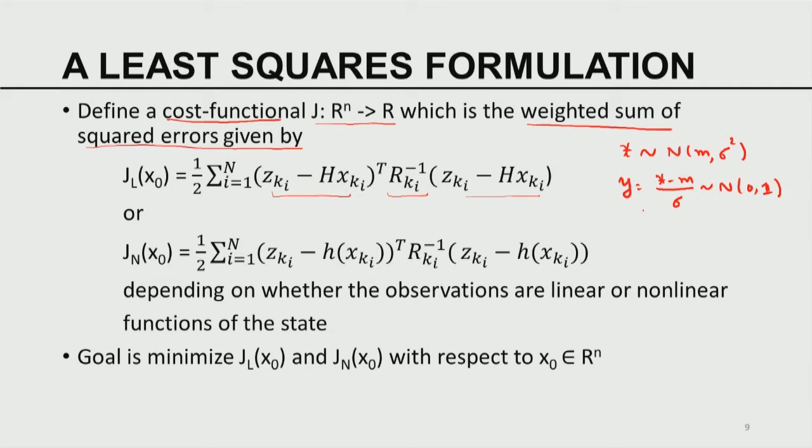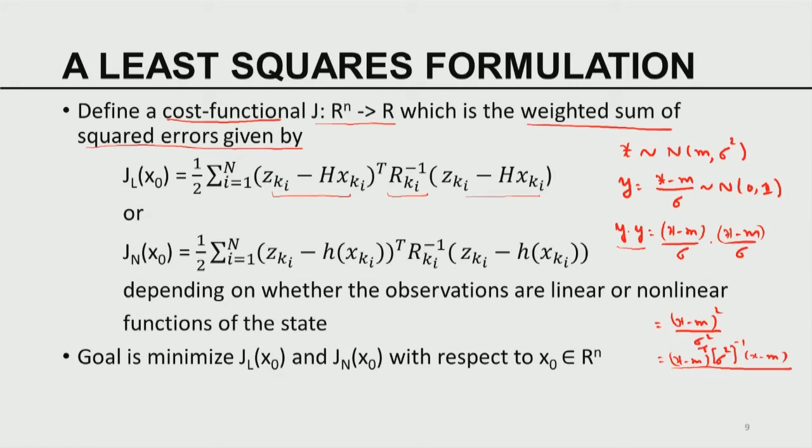Therefore, if I want to consider y times y, this will be (x minus m) divided by sigma times (x minus m) divided by sigma, which is equal to (x minus m) squared divided by sigma squared, which I can write as (x minus m) times sigma squared to the power minus 1 times (x minus m). X minus m is a scalar, sigma squared is the inverse of the variance, x minus m is a scalar. So without loss of generality, the transpose of a scalar is a scalar, and I can put a transpose here. So you can readily see (x minus m) transpose sigma squared inverse (x minus m). What is that? It is a square of the normalized random variable with zero mean and unit variance.